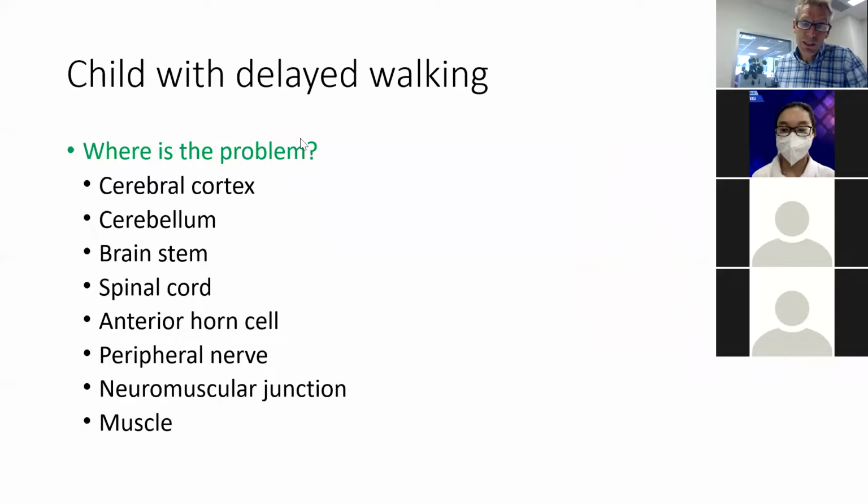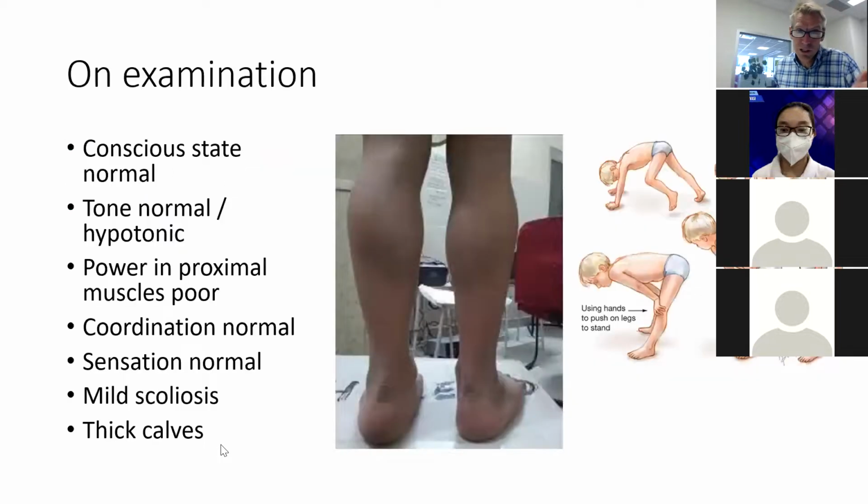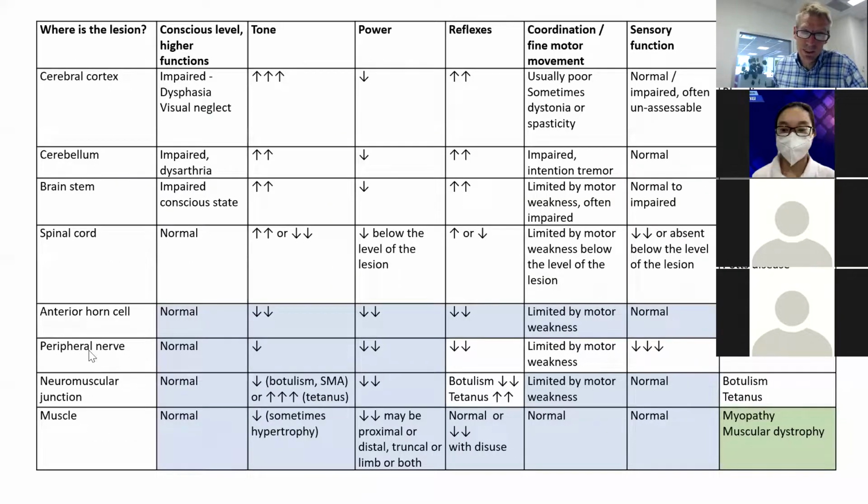And so when we think about the child with delayed walking, the lesion could be anywhere. It could be in the cerebral cortex or the cerebellum or the brainstem or the spinal cord or the anterior horn cell or the peripheral nerve or the neuromuscular junction or in the muscle itself. But from the clinical picture that I've shown you, you can work out exactly where it is. I'll just go to the table again.